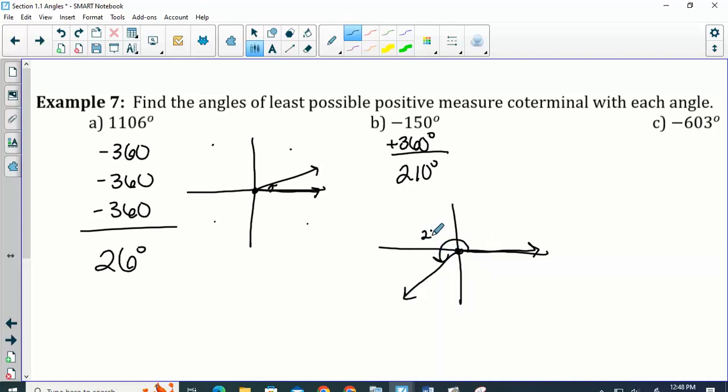So that's 210 degrees. If I drew the negative 150, what's the difference? Yeah, it would have been drawn like this. That's the negative 150. So it ends in the same spot, just a difference in perspective. Which quadrant is that one in?